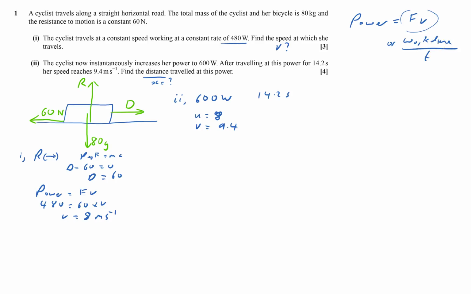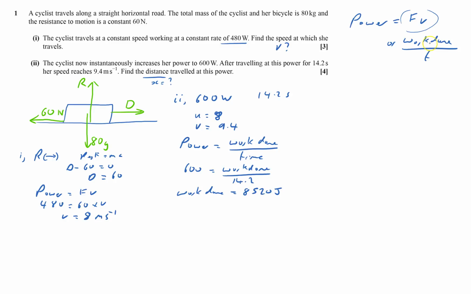Okay, so I need to find out what the work done is. So I know that power equals the work done divided by the time. They told me it's 600, so 600 equals the work done divided by the time, which is 14.2, and therefore the work done equals 600 times 14.2, that's 8,520 joules. So now I know what the work done is.